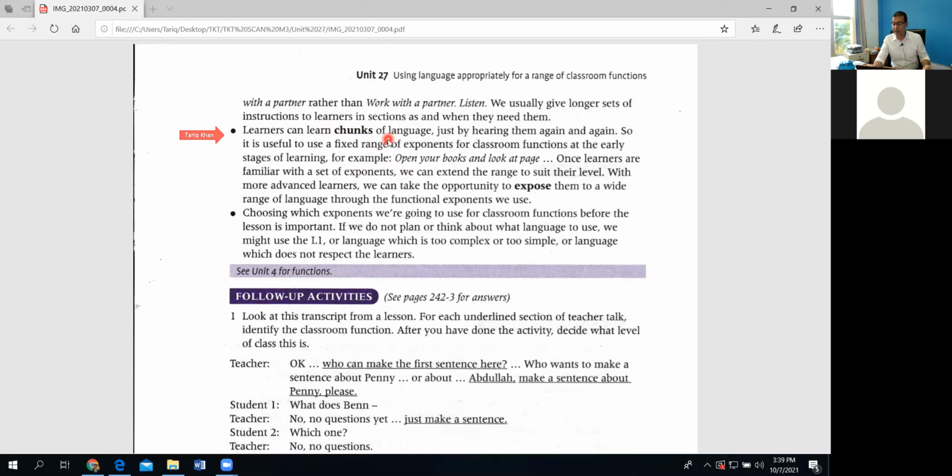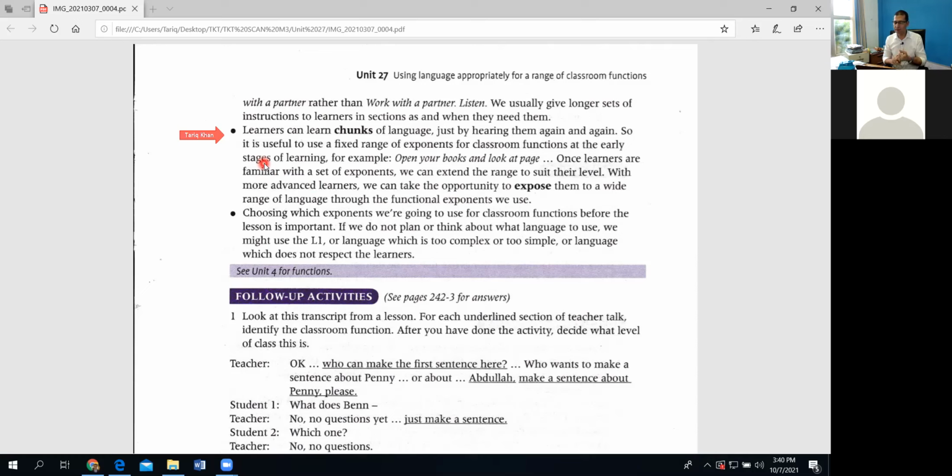We talk about it as fixed expressions, collocations, and idioms. It consists of that. Just by hearing them again and again, it is useful to use a fixed range of exponents for classroom functions at the early stages of learning. For example, open your books and look at page. Once learners are familiar with a set of exponents, we can extend the range to suit their level. With more advanced learners, we can take the opportunity to expose them to a wide range of language through the function exponents we use.